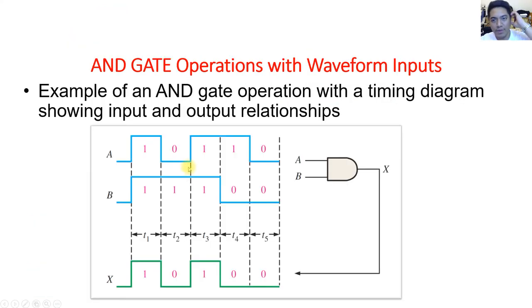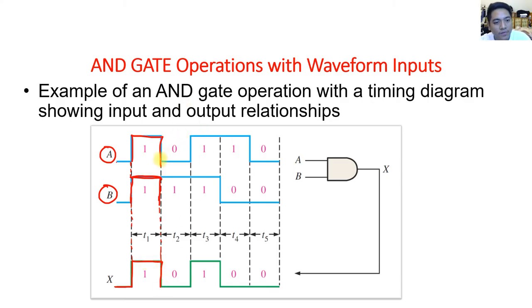So, AND gate operations with waveform inputs. This is an example of an AND gate operation with a timing diagram showing an input and output relationship, wherein we have inputs A and B. By the timing diagram, we can determine the output by the pulse width: T sub 1, T sub 2, T sub 3, T sub 4, T sub 5. In T sub 1, both of the inputs A and B are logic 1. So, therefore, we are expecting an output of 1 also.